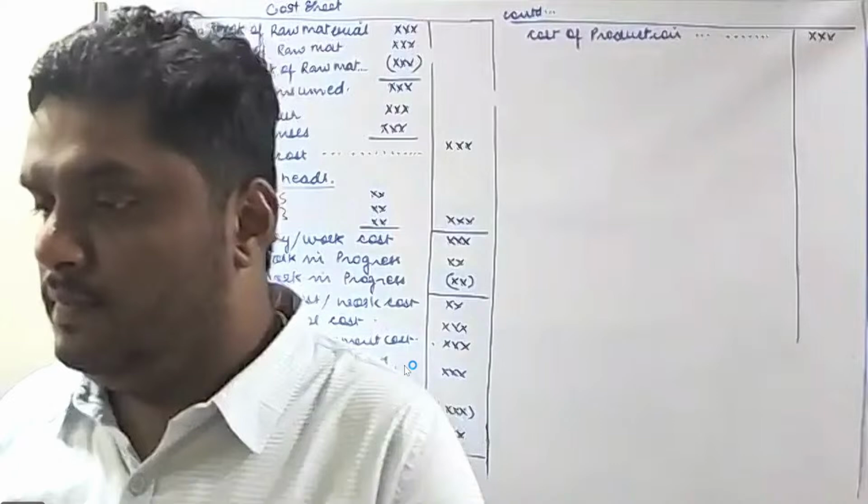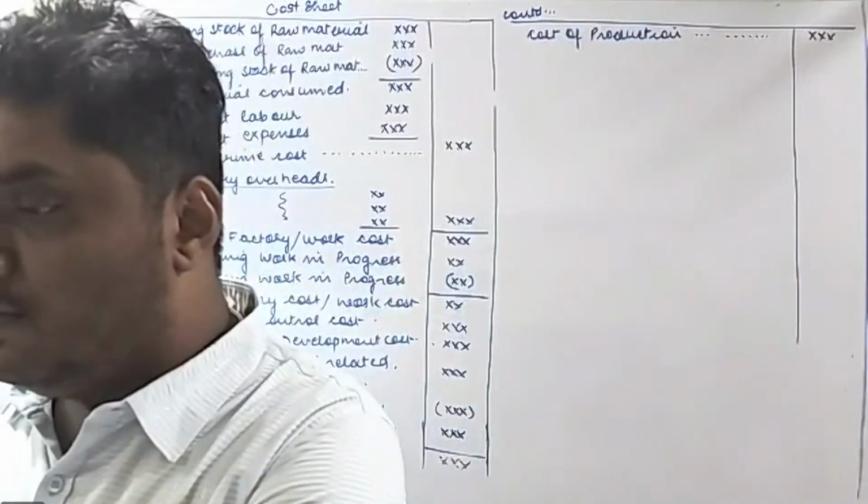So after making these adjustments, we will get cost of goods sold. So in cost of production, we have to make adjustments of opening and closing stock of finished goods. So after adjusting the same, we will get cost of goods sold. Now, one more point, very important, guys.